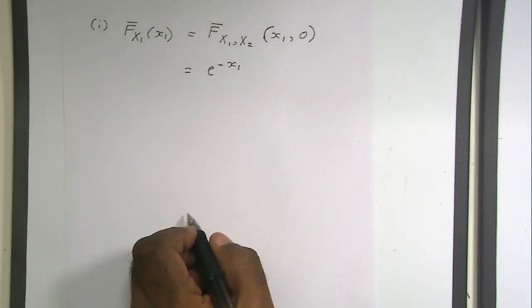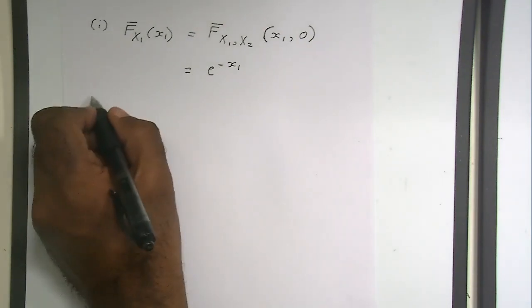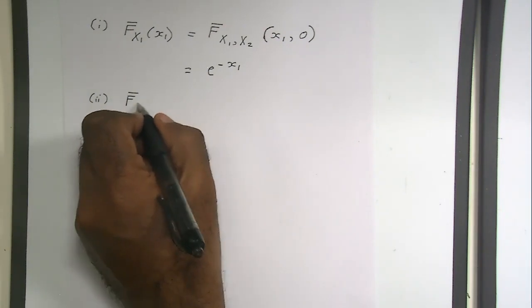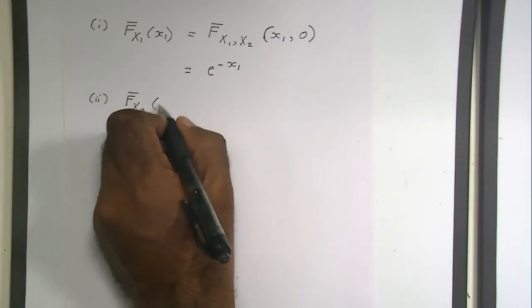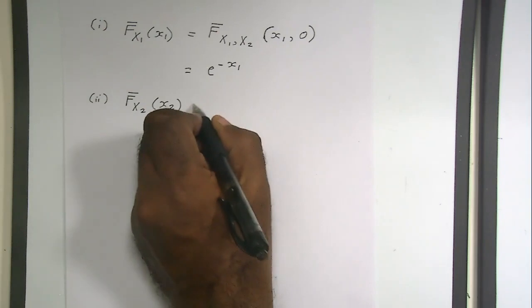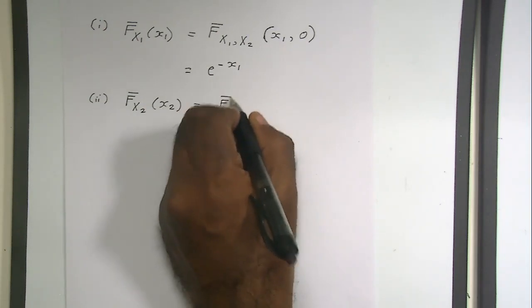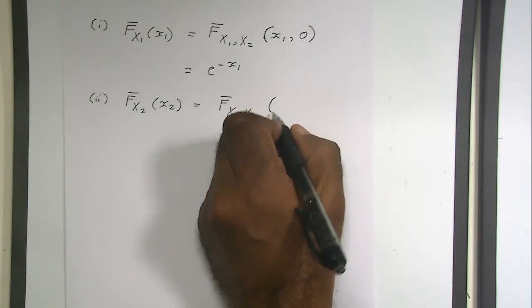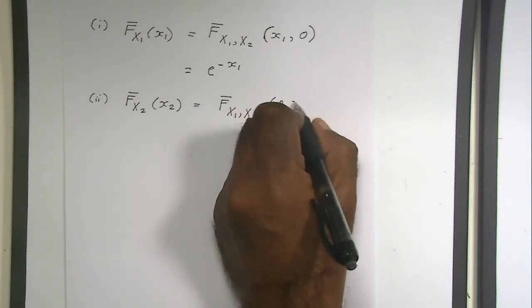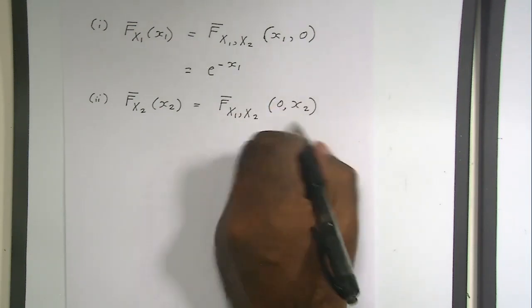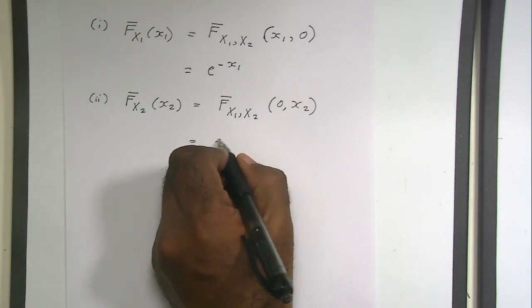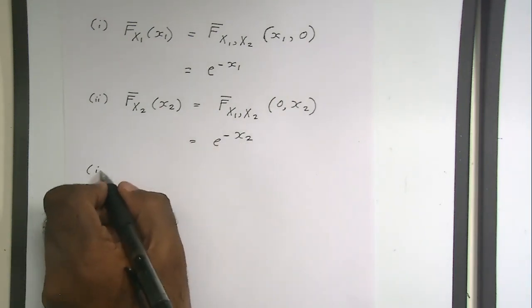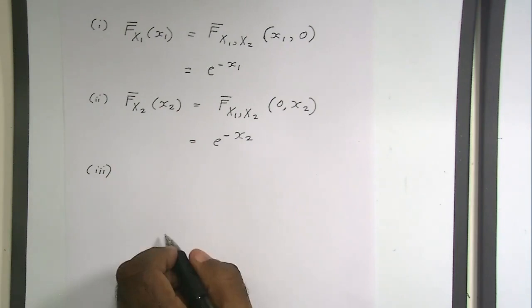Okay? Right? And similarly, with zero comma x2, you get e to the power of minus x2. All right.